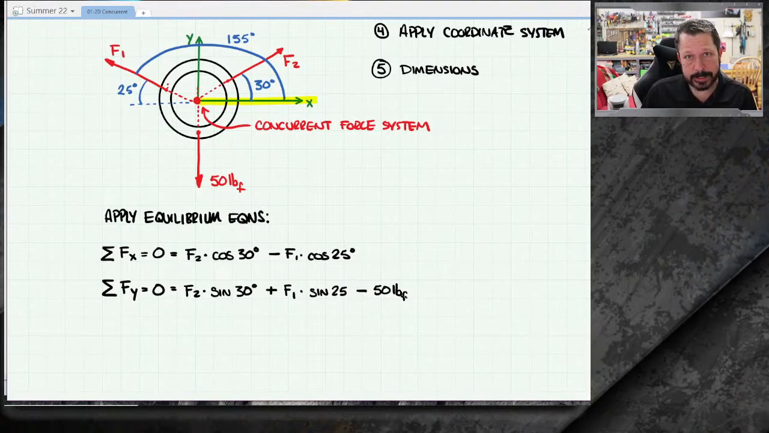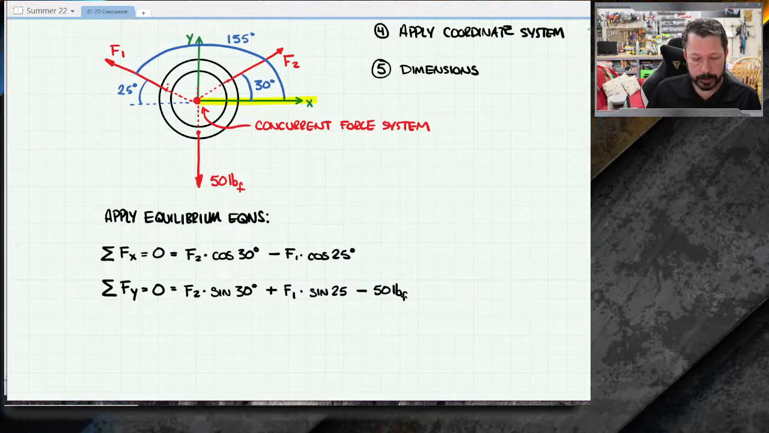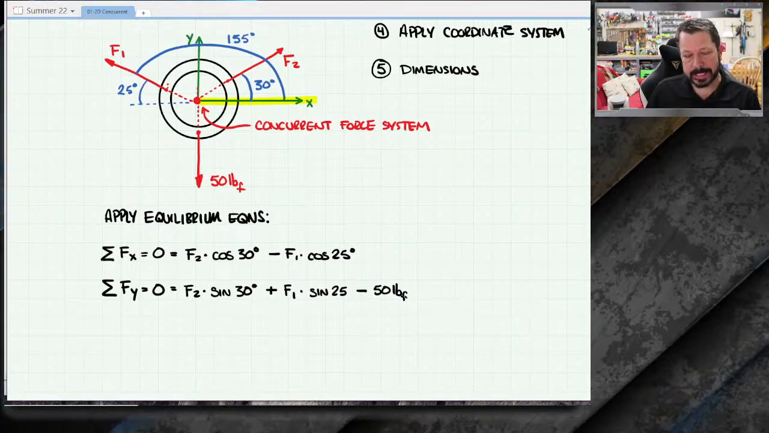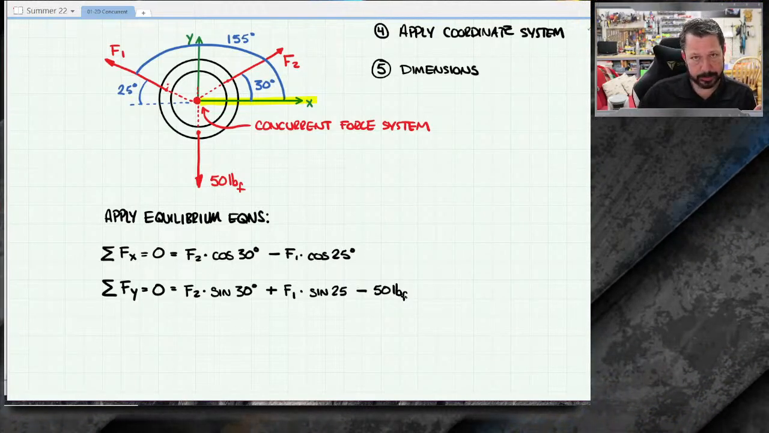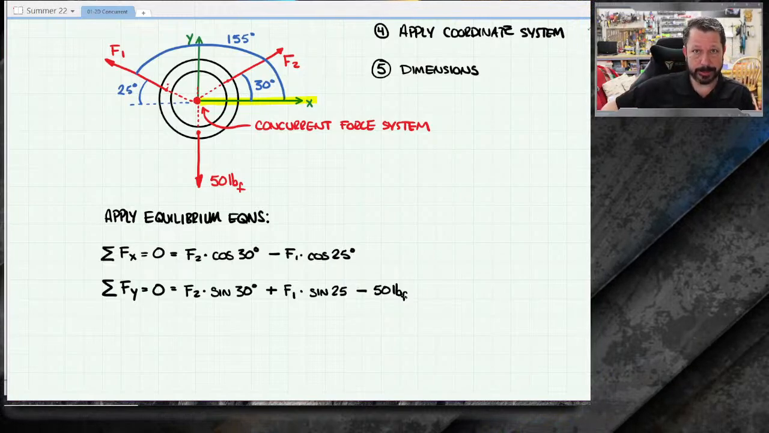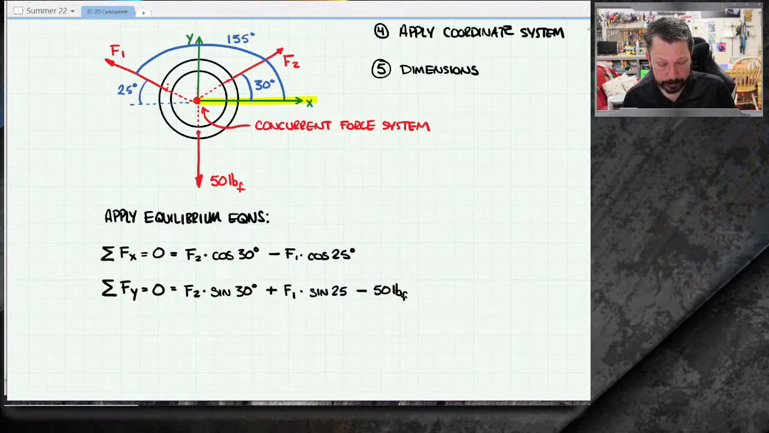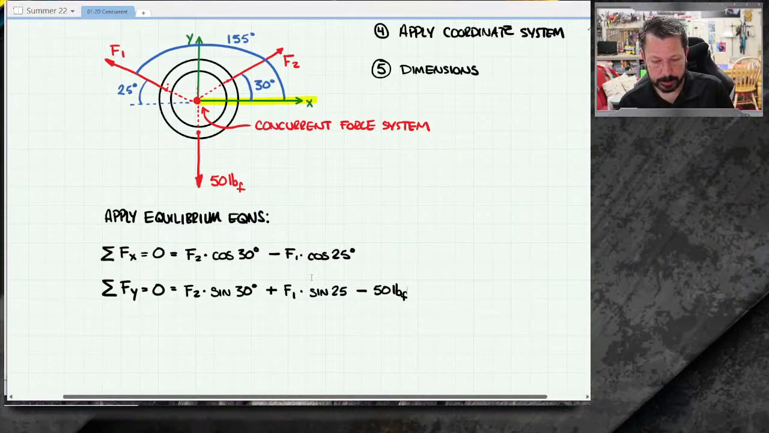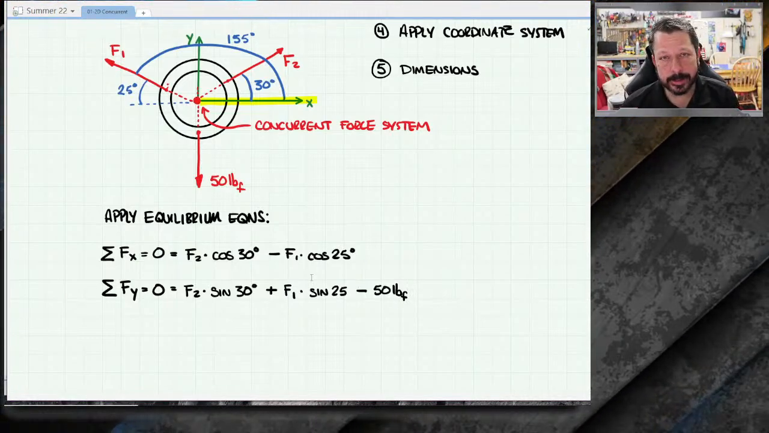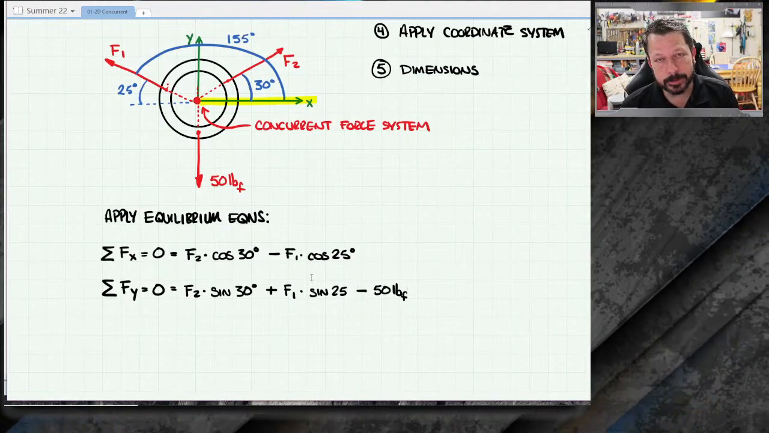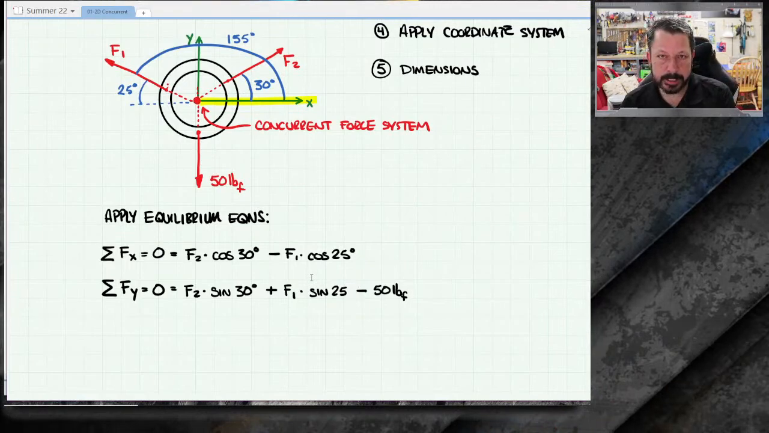So those two are our equilibrium equations. By themselves, I can't solve them. They both have two unknowns in them. But together, I have two equations and the same two unknowns. I can simultaneously solve these for F1 and F2. I'm not going to dictate the method that you use to solve them simultaneously. Whatever method works for you. Do keep in mind on an exam, you've only got your calculator, so you need a method that you can use your calculator with, not MathCAD or anything like that.